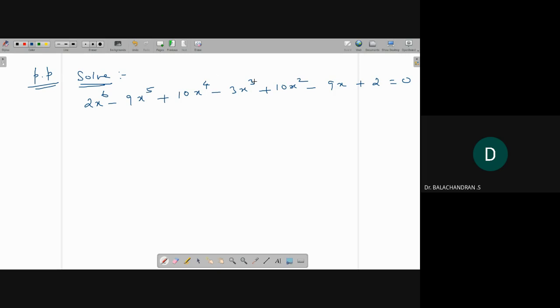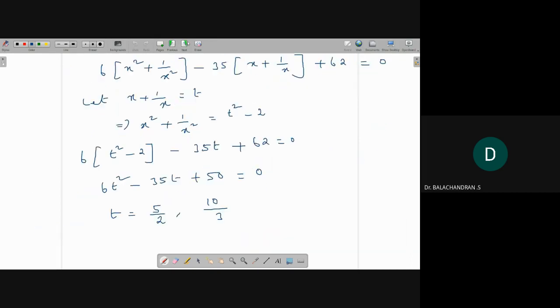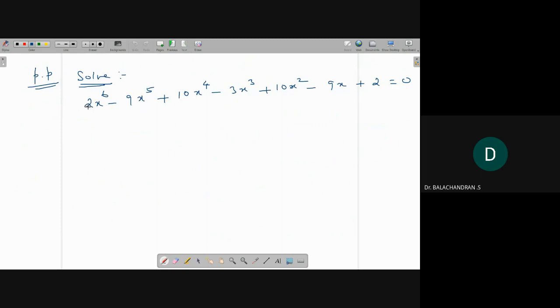Okay. Suppose this term, minus 3x cube, is missing, then what type is it? Sir, if it is missing, the signs have to be different. If x cube is missing, it means the signs have to be changed, then only it comes under type 4. Yes, you are right. Type 4 is even degree with unlike signs. So here, if it is 2, then here it should be minus 2. So this comes under type 1.